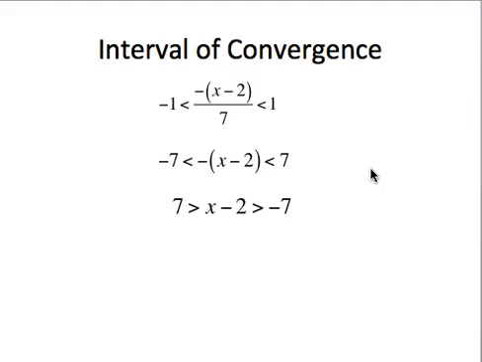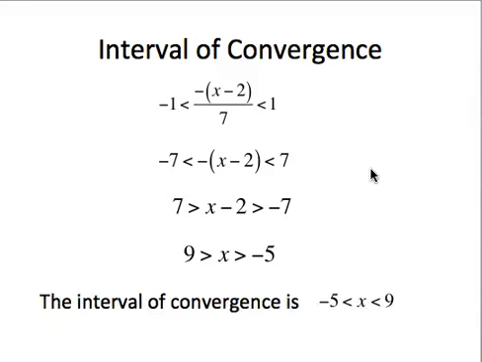Now we're going to add 2 everywhere. Adding 2 does not require us to change the sign. 7 plus 2 is 9. Negative 7 plus 2 is negative 5. So we have 9 is greater than x, which is greater than negative 5. That will give us our interval of convergence. Our interval of convergence will go from negative 5 to 9.